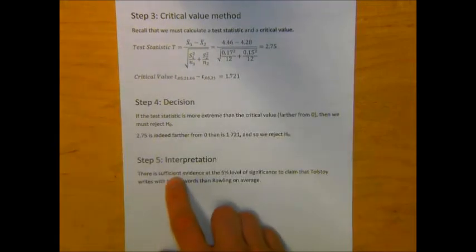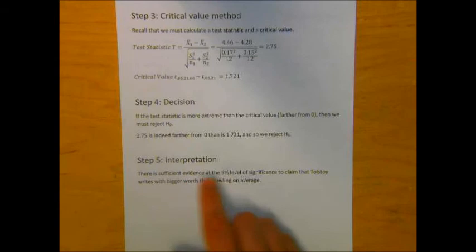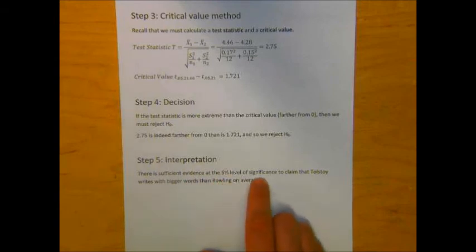Here in step 5, we see that there is sufficient evidence at the 5% level of significance to claim that Tolstoy writes with bigger words than Rowling on average. Impressive considering the number of Dumbledores that show up in the Sorcerer's Stone.